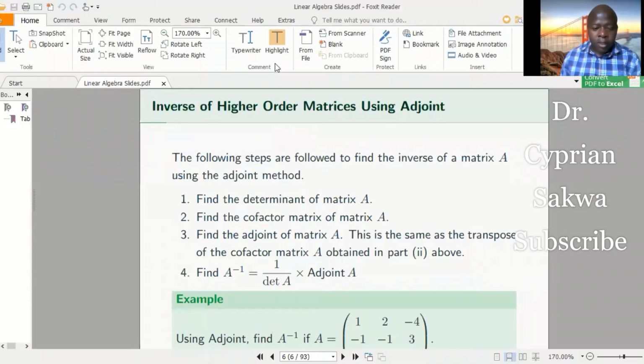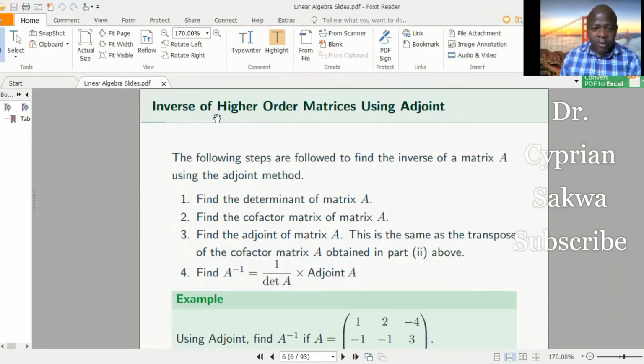Welcome to my channel, and let's look at how to find inverses of higher order matrices using the method of adjoint. Now, we already know how to find the determinant of a matrix, and that is very important in this topic. So the following steps are used for us to get the inverse of higher order matrices.